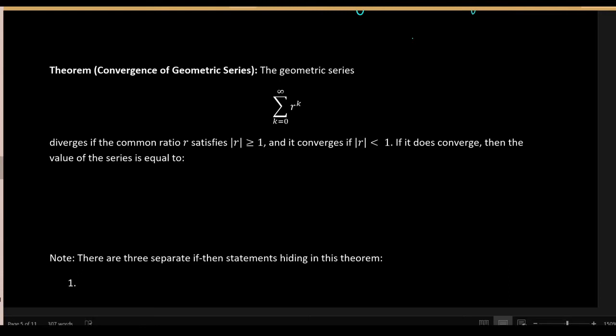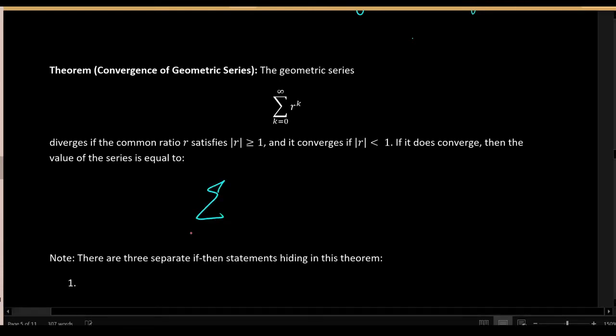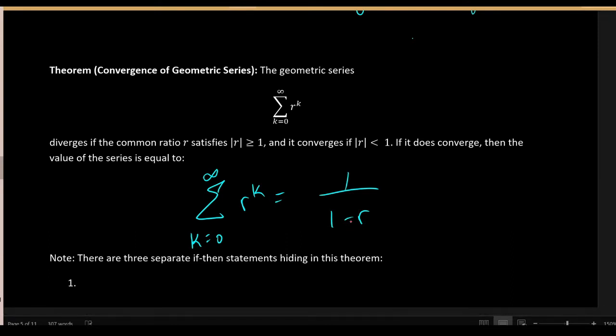And not only that, if it does converge, the value of the series is equal to 1 divided by 1 minus r. That's it. That is the formula that can be used to find the series' value if you know that the common ratio r for your series is less than 1 in absolute value.